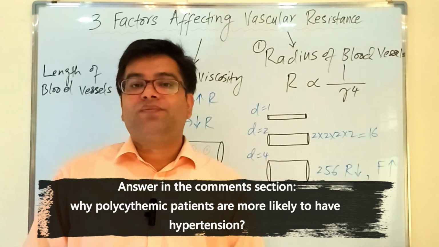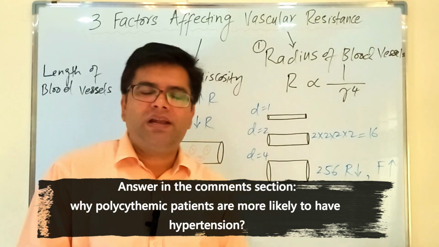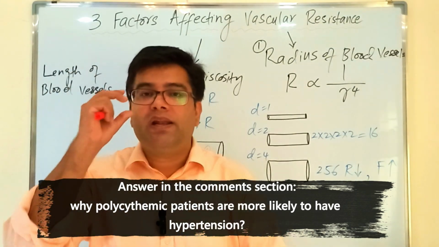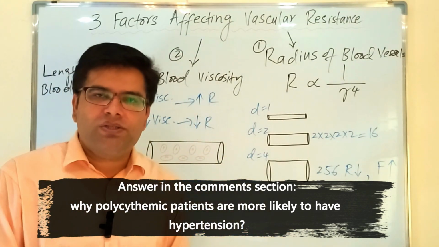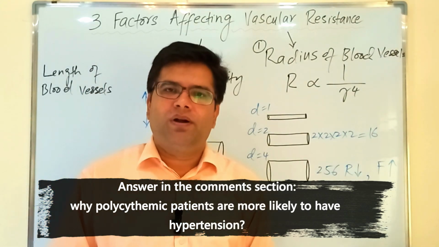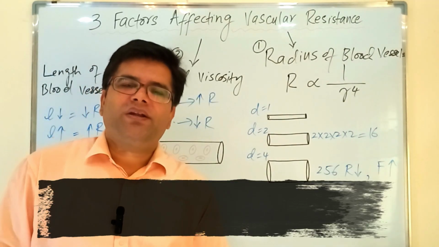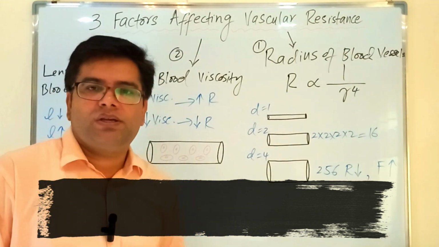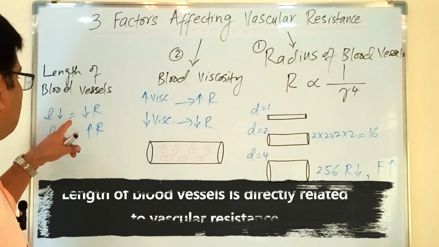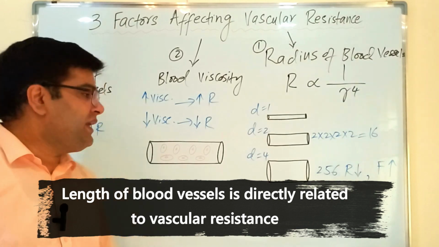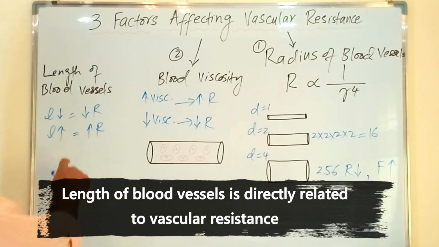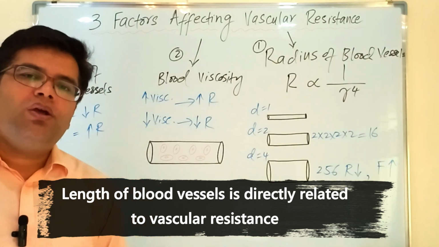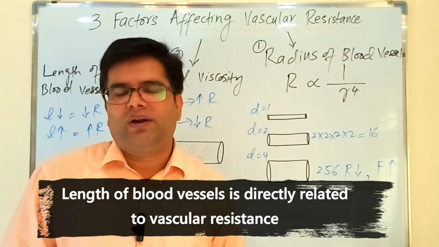The viscosity of blood is 4 times that of water, and this is mainly because of the concentration of red blood cells. Now link it with hypertension and let me know why polycythemic patients are more likely to have high blood pressure. So the third important factor that affects vascular resistance is the length of blood vessels. The shorter the length of vessels, the less the resistance, and the greater the length of vessels, the greater the resistance. So the length of vessels is directly proportional to the resistance of blood vessels.